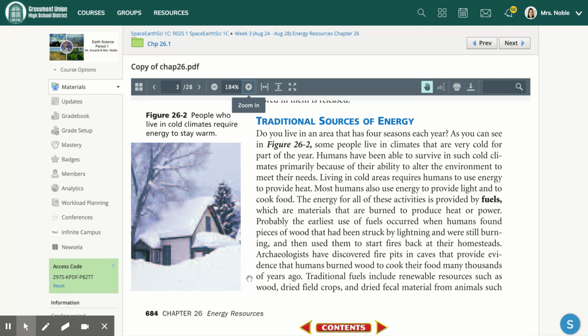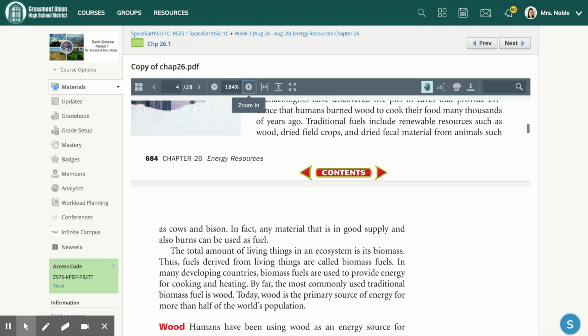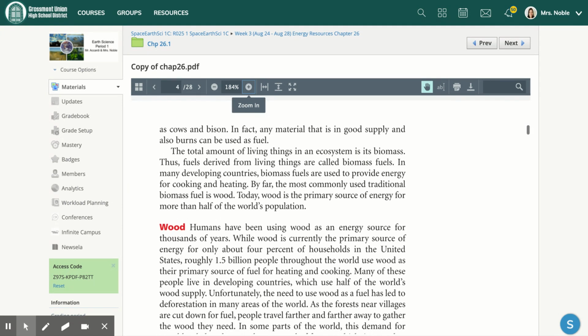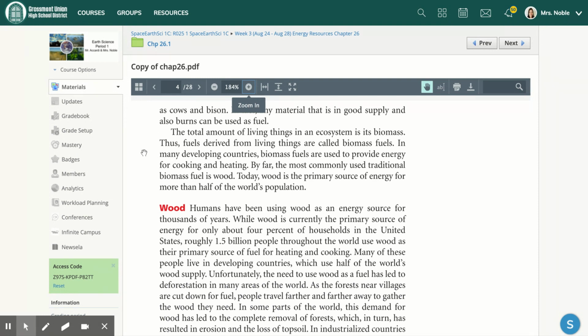of years ago. Traditional fuels include renewable resources such as wood, dried field crops, and dried fecal material from animals such as cows and bison. In fact, many materials that are in good supply and also burn can be used as fuel. The total amount of living things in an ecosystem is its biomass. Thus, fuels derived from living things are called biomass fuels.